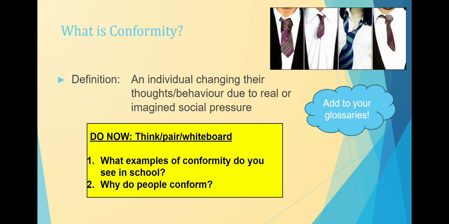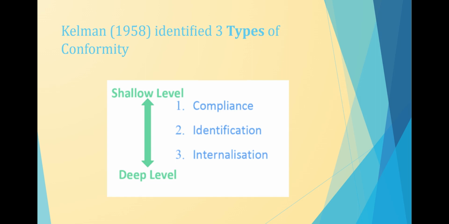In terms of why people conform, the most obvious answer is conforming to fit in with a group, which we will talk about in today's lesson, but we will also talk about another reason why people might conform. Okay, so we're going to start off by talking about types of conformity, and we will talk about explanations later. So types, basically different categories of conformity.